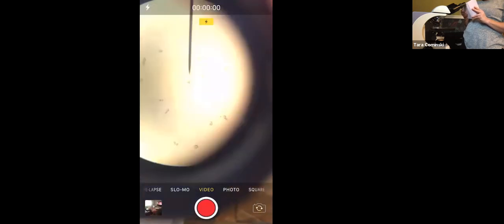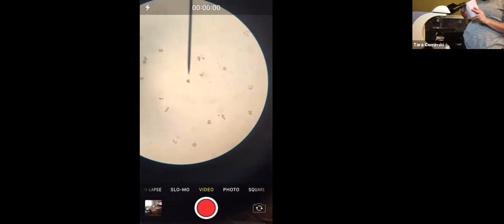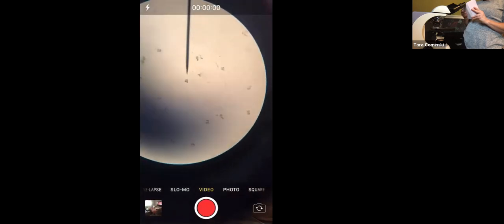All right, so now I'm under low power, which is, we were at 4X, now we're at 10X. You see those spots are much bigger, right? Oh, darn, I had it good. See right there where that pointer is? There's a cell there, right?